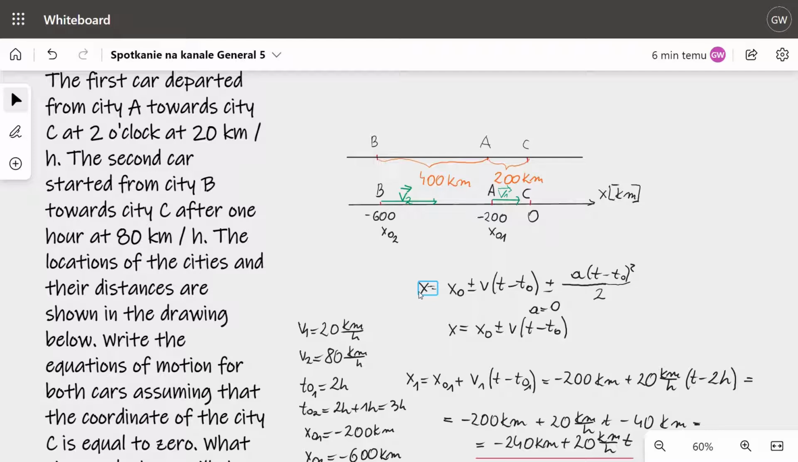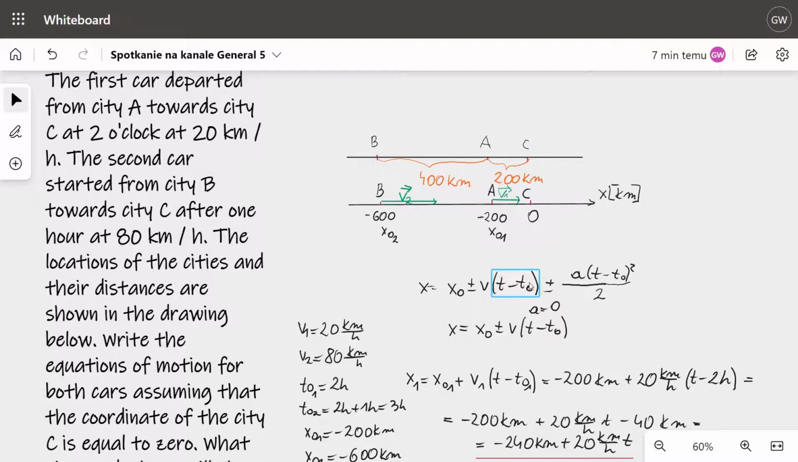Here we have the general form of equation of motion. T minus t0 is just the time of motion. T is what the clock shows at this moment, and t0 is the initial time on the clock. If both cars began to move at the same time, and at the beginning the clock showed 0, we could replace t minus t0 by t. But not in this case, because the cars began to move not at the same time.